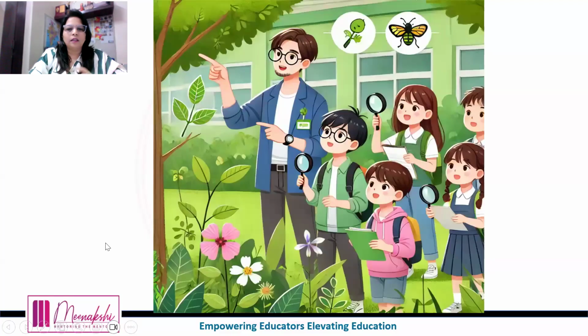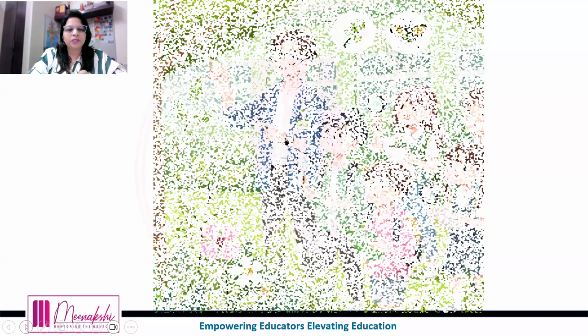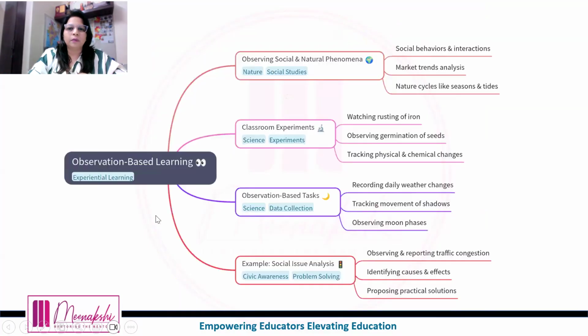As you can see here in this image, the children, they are observing, right? So observation also comes under Pratyaksh Pramana: observing social and natural phenomena, social behavior, interactions, market trends, classroom experiments, observation based tasks, they are also there. Social issue analysis can also be done. They can observe and report, suppose in the surroundings they see traffic congestion, why it is there, they can identify the cause and effect, they can propose some practical solutions to it, right?